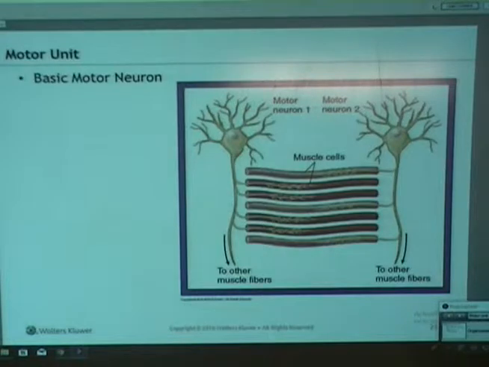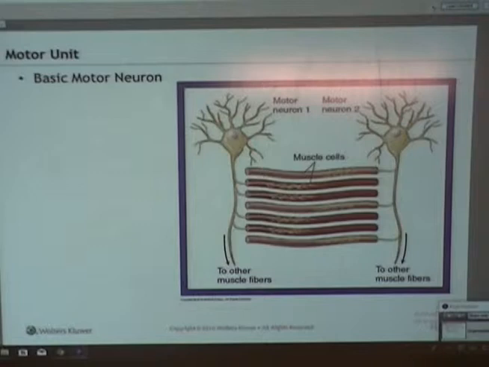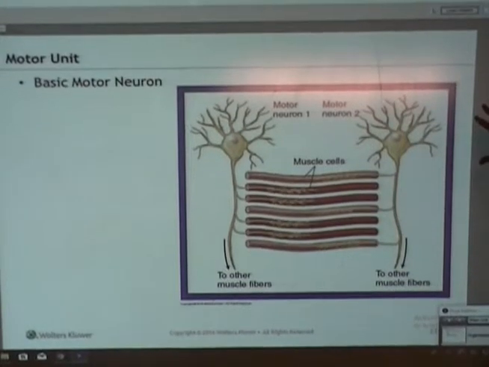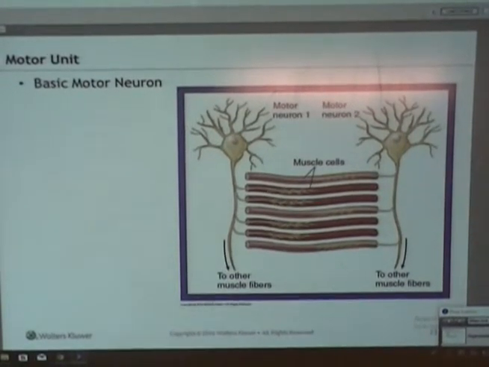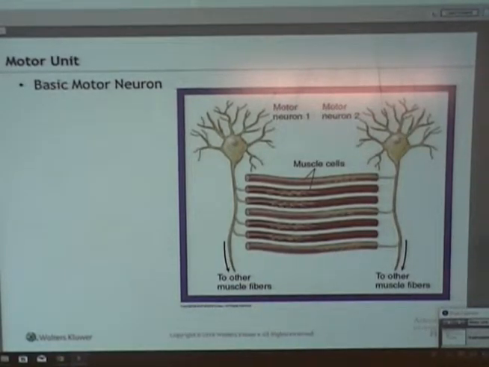Motor units, we're going to go back to that idea. Hopefully you had a chance to review that horizontal slice through the muscle. So a motor unit is a motor neuron, a motor nerve, and all the muscle fibers that attach to it. So this diagram is two motor units, right?